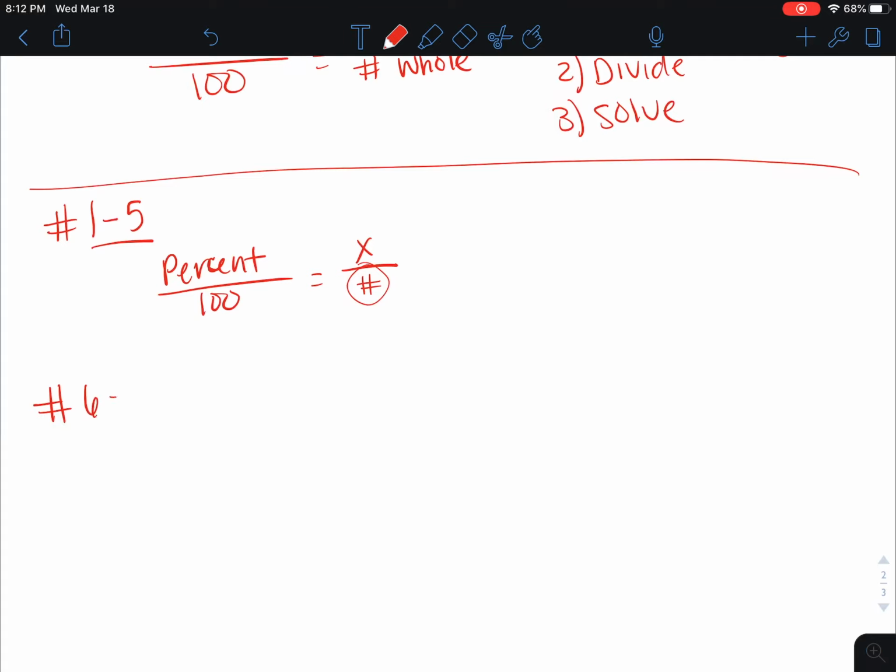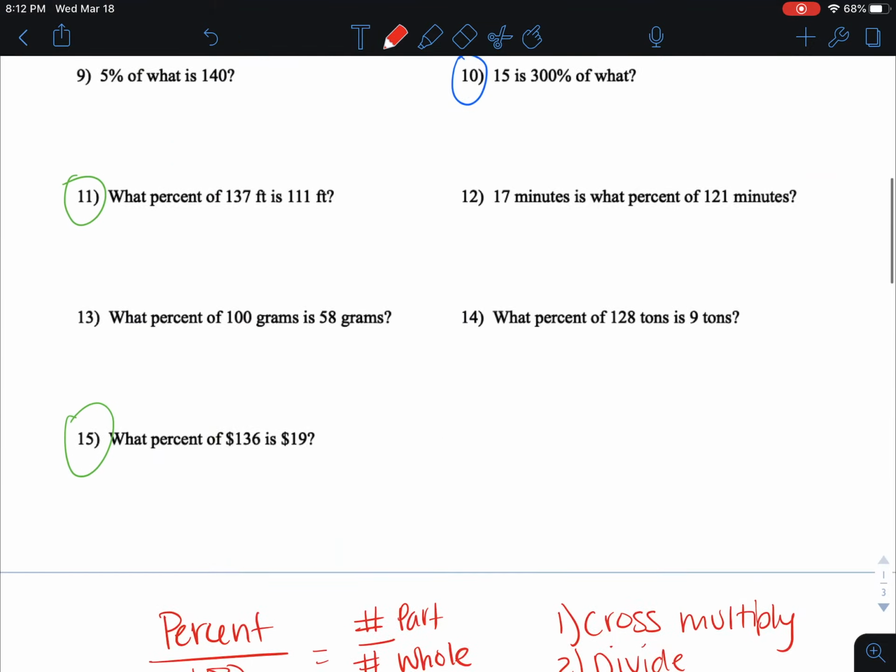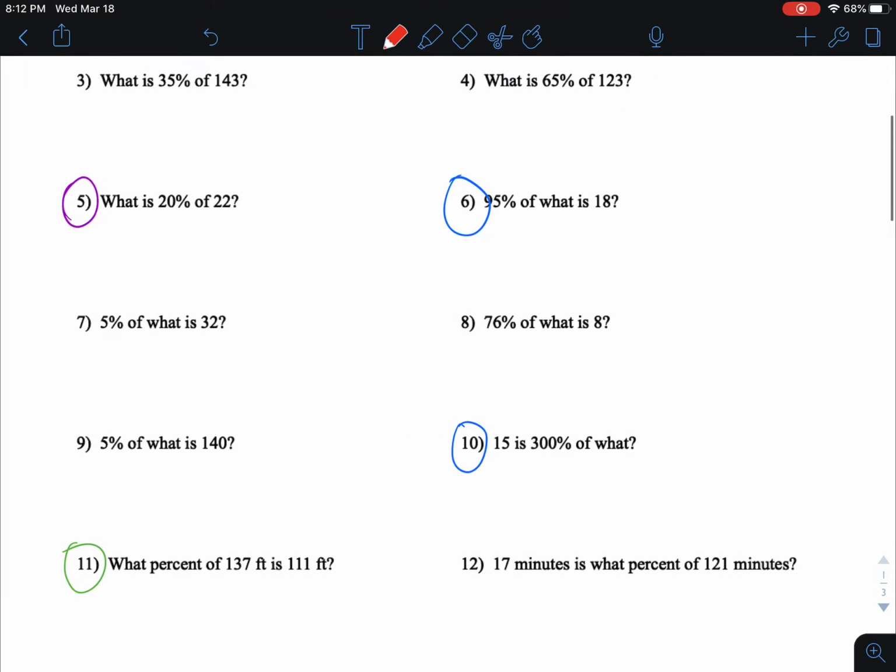Problems 6 through 10 are going to be different. They're going to give you the percent, so percent over 100, and this time they're going to give you the part, and you have to find the whole, right? So now you're going to be given the number on top, and your x is going to be on the bottom here. So let's look at number 6. 95% of what? So 95% of what big number is 18, which is your part.